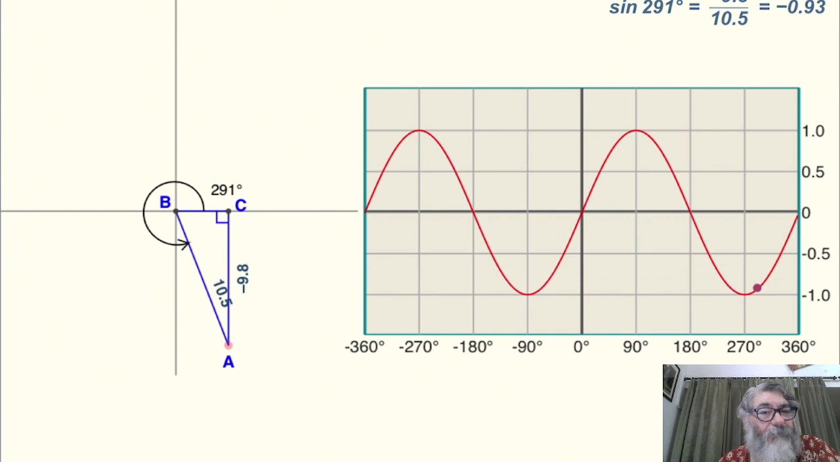What else will be negative? Tan theta is there. Tan theta is perpendicular upon base, so it is negative, and cot theta is also negative.